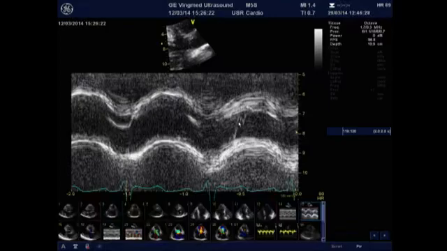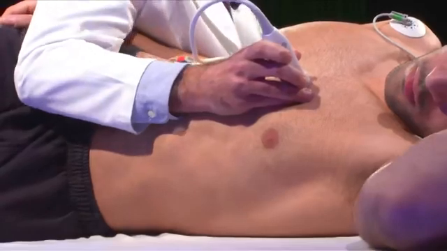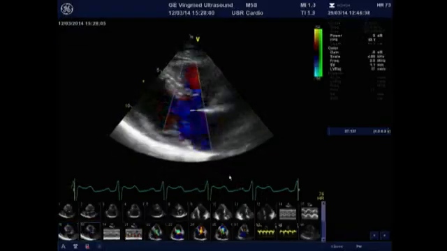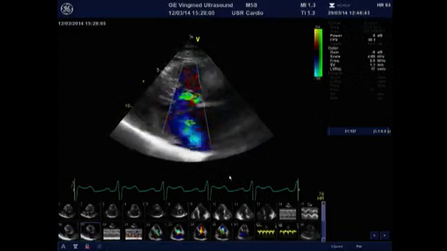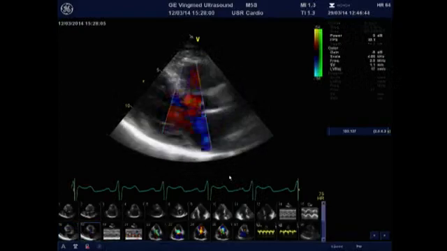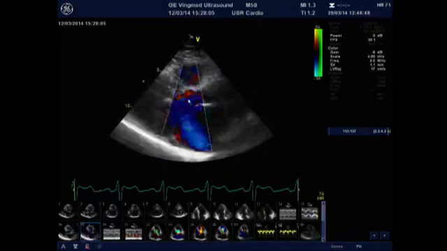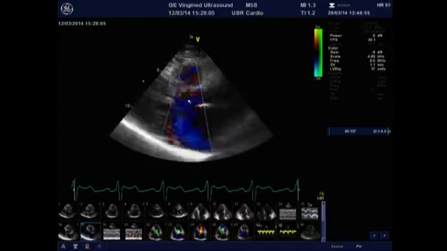In the same view, again, the measurement of the wall thickness, and when we put color Doppler on the image, we can see aliasing, turbulence in the left ventricular outflow tract before the aortic valve, showing that the obstruction is really not in the aortic valve but before the aortic valve, in the LV outflow tract.